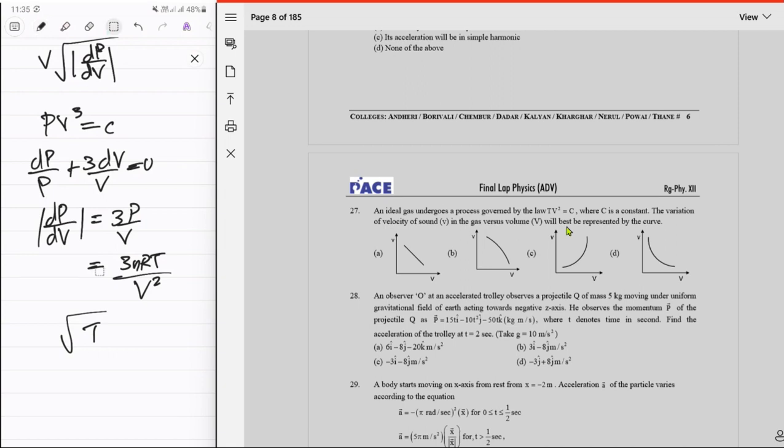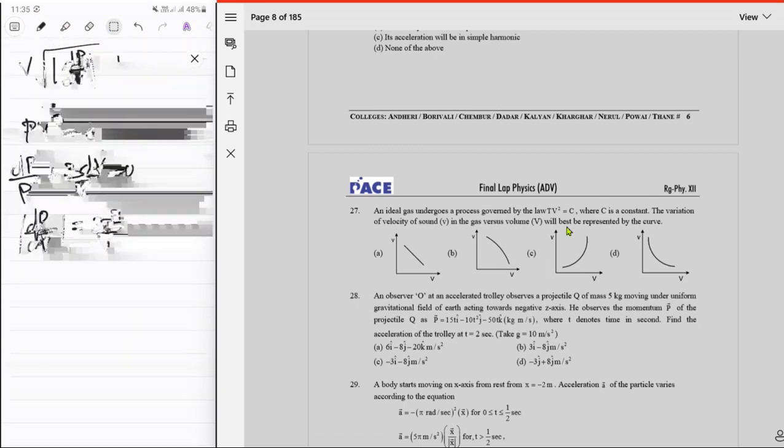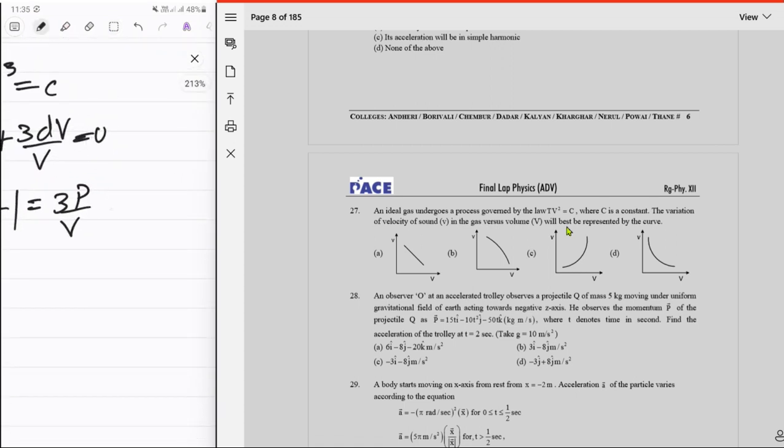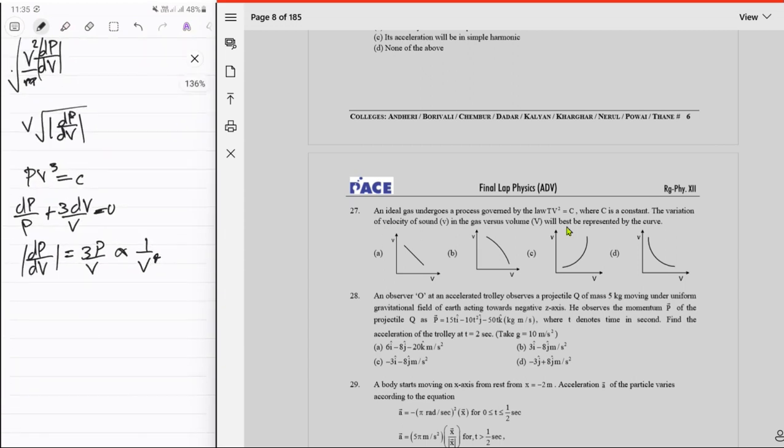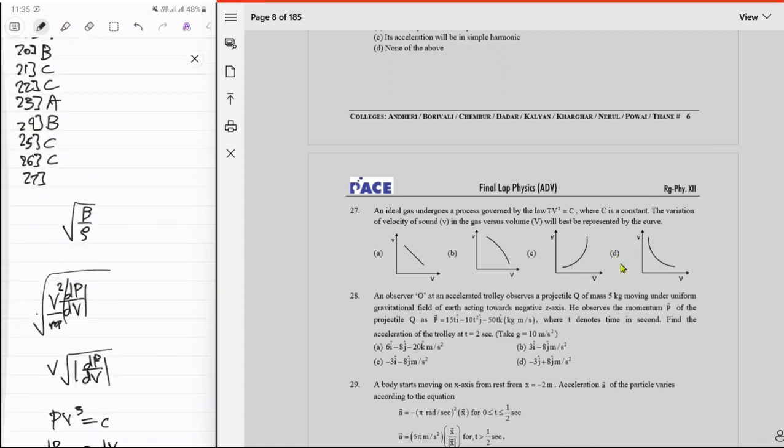Okay, this is not what we should be doing. Instead put p as c upon v cube. This is proportional to 1 upon v power 4. So it's like v upon v squared, 1 upon v is proportional. It's like a hyperbola or something. So D is the answer. Next question.